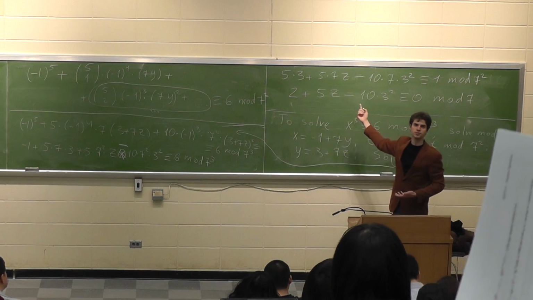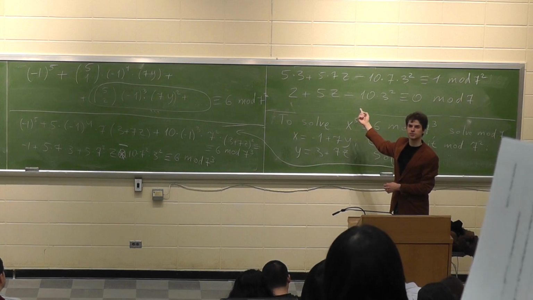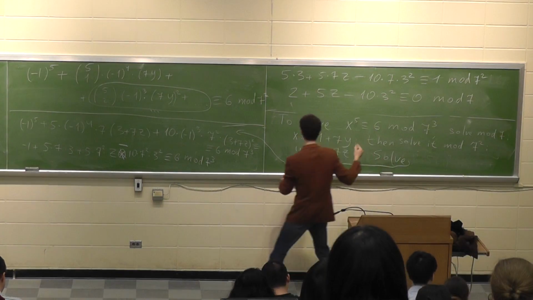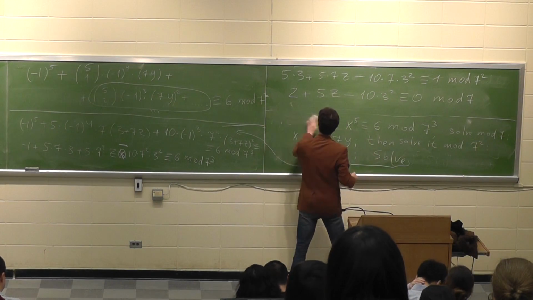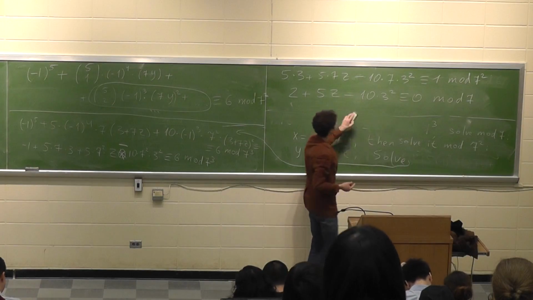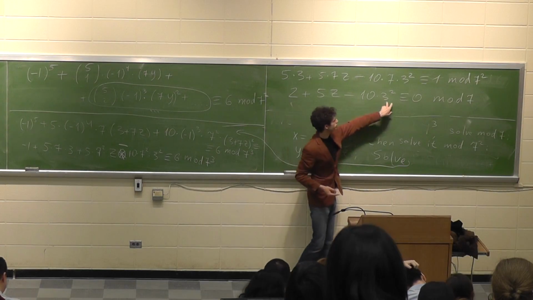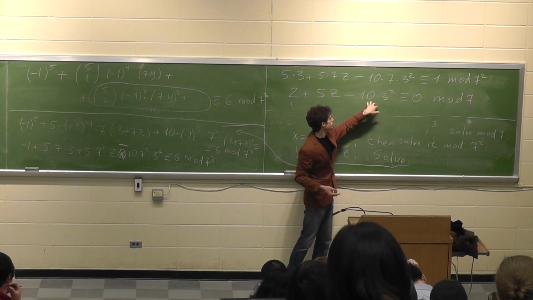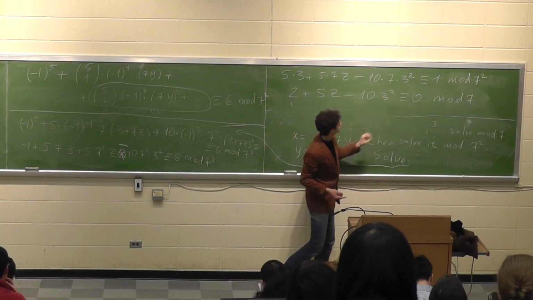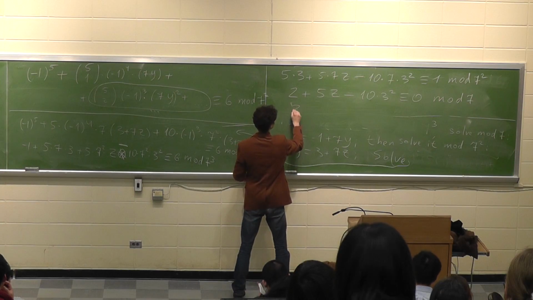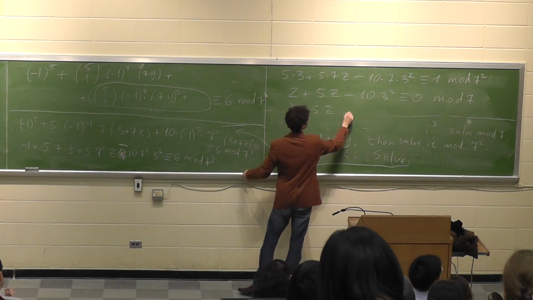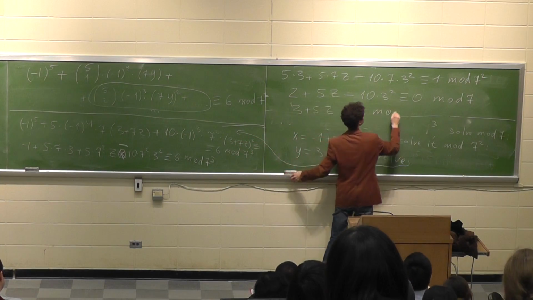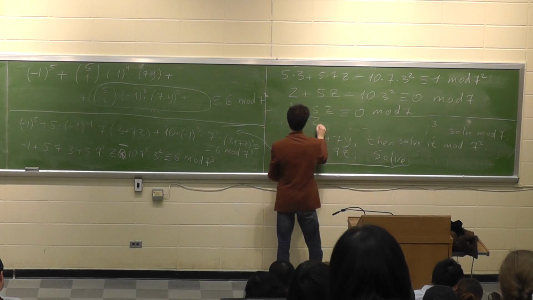And once again, I have a linear congruence about z. Now it's modulo 7, so 3 squared is 2, 10 is 3, so 3 times 2 is 6, minus 1, so it's 3 plus 5z is congruent to 0 modulo 7.